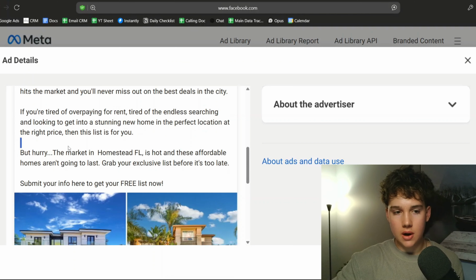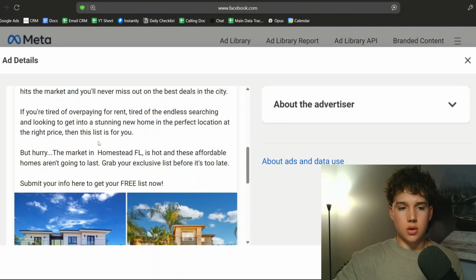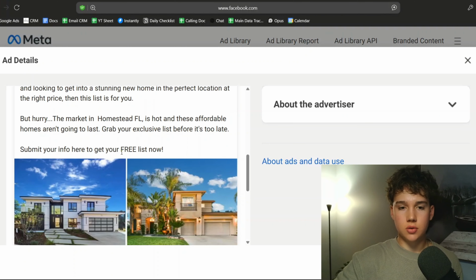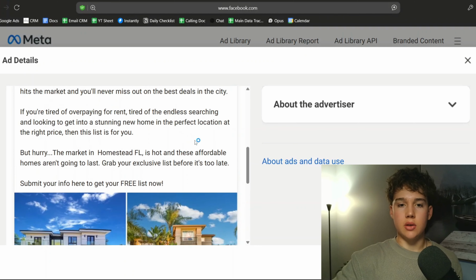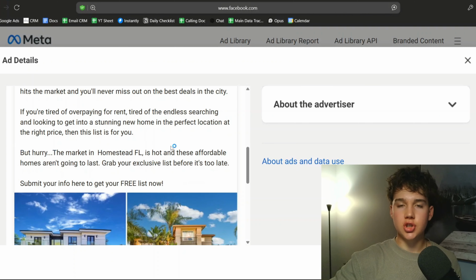But hurry, so this is good, adding some urgency. This is more the close now, the call to action, kind of tying it all together. The market is hot, and these affordable homes aren't going to last. Grab your exclusive list before it's too late. Now it's just other little keywords right here, right? Like mentioning affordable homes, because what you're going to get is a lot of people who maybe have a budget, but they're looking for a way, because they thought that you were selling these homes that were way cheaper, that were a way better deal, just because of keywords like affordable, right? So it's just all little things like that.